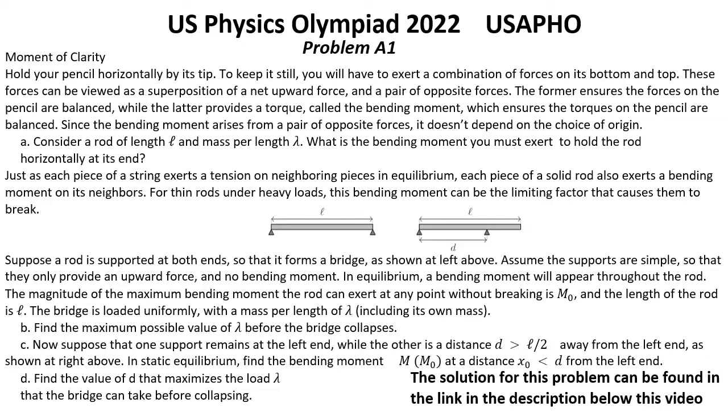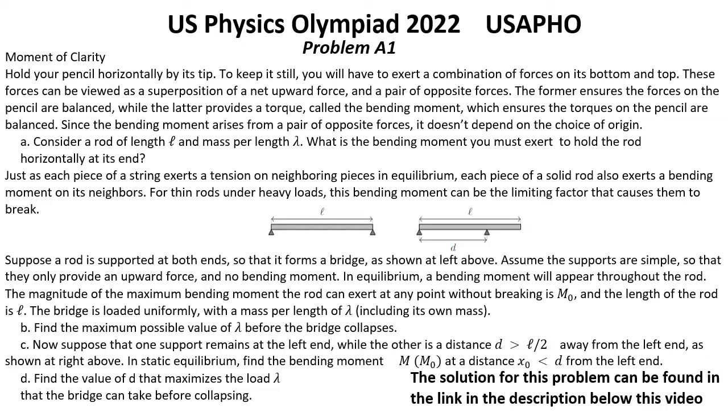Problem A1. Moment of clarity. Hold your pencil horizontally by its tip. To keep it still, you will have to exert a combination of forces on its bottom and top. These forces can be viewed as a superposition of a net upward force and a pair of opposite forces.